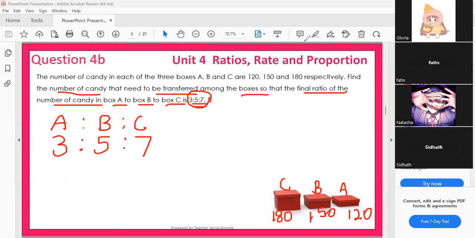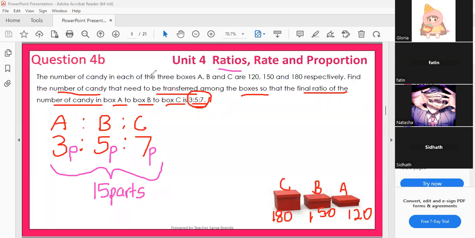So again, remember ratio as parts. Read them as parts. 3 parts to 5 parts to 7 parts. Darlings, how many parts altogether? Put in chat. 3 plus 5, or 3 plus 7, 10. 10 plus 5, 15 parts altogether. Okay, we have 15 parts.